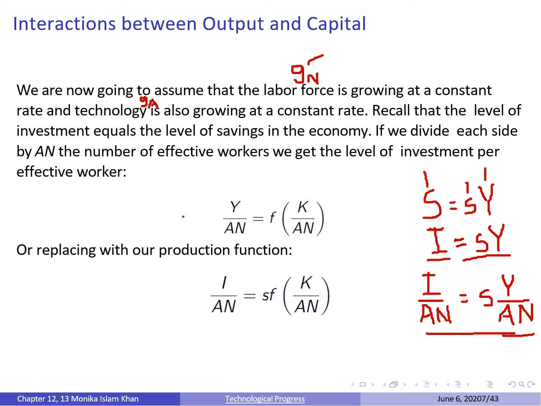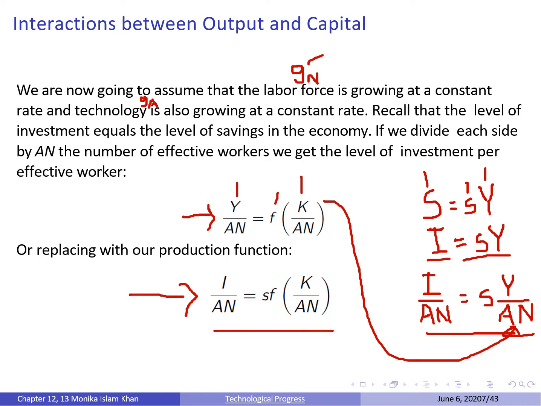So now from this equation, we know that output per effective labor is a function of capital per effective labor. So we will plug in this for output per effective labor and then get this equation. And we need to remember this equation: investment per effective worker is equal to savings rate times a function of K divided by AN, or capital per effective worker.